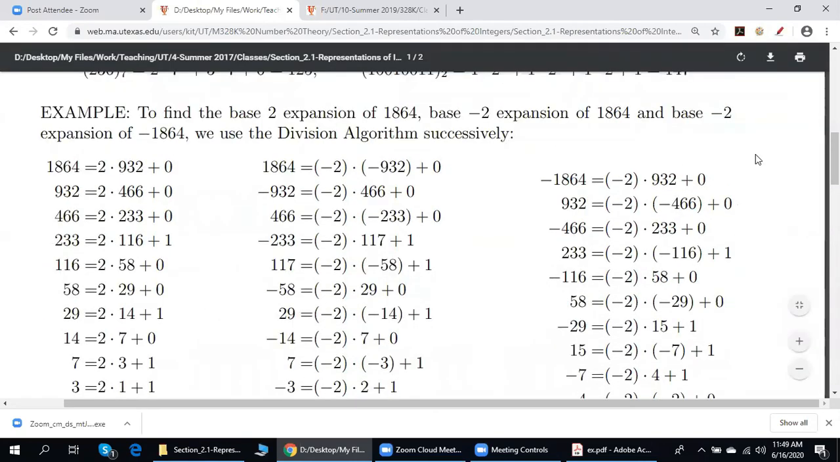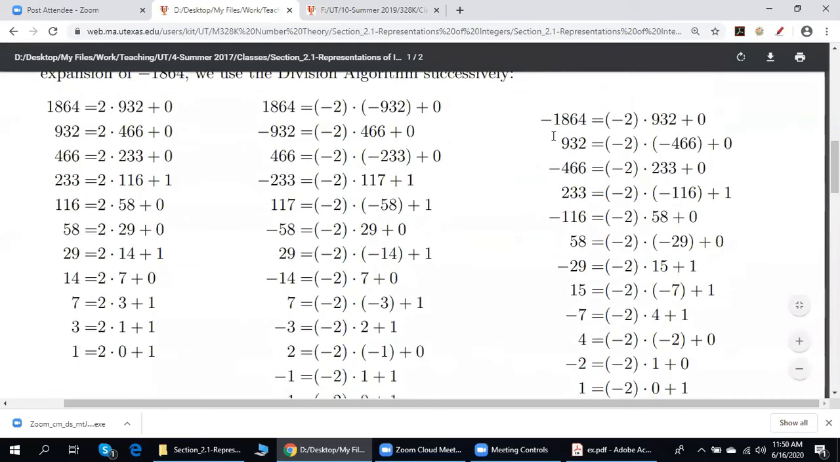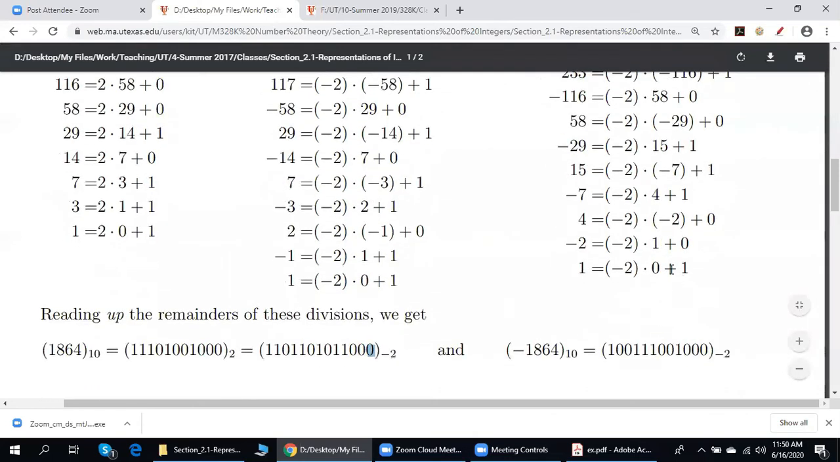Lastly, let us find base -2 expansion of -1864. Again, we apply the division algorithm successively and read remainders up. This is equal to this, 1, 0, 0, 1, and so on.